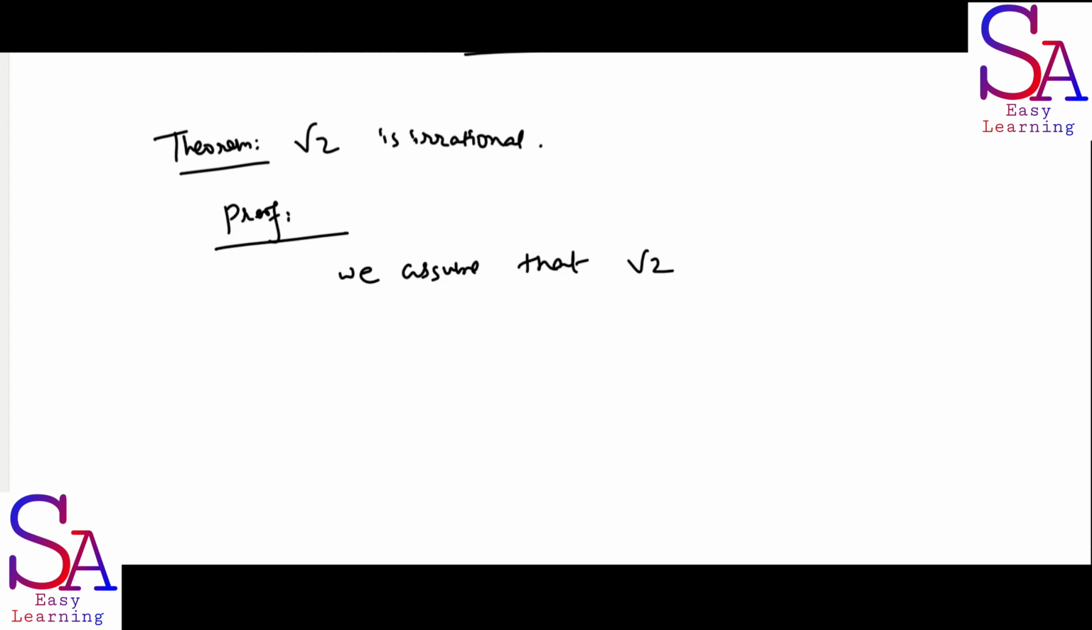The next theorem is: root 2 is irrational. We have to prove it. We know that a rational number can always be written in P by Q form, where P and Q are integers and Q is not equal to 0. Now we have to prove that root 2 is irrational. So let us assume that root 2 is rational.